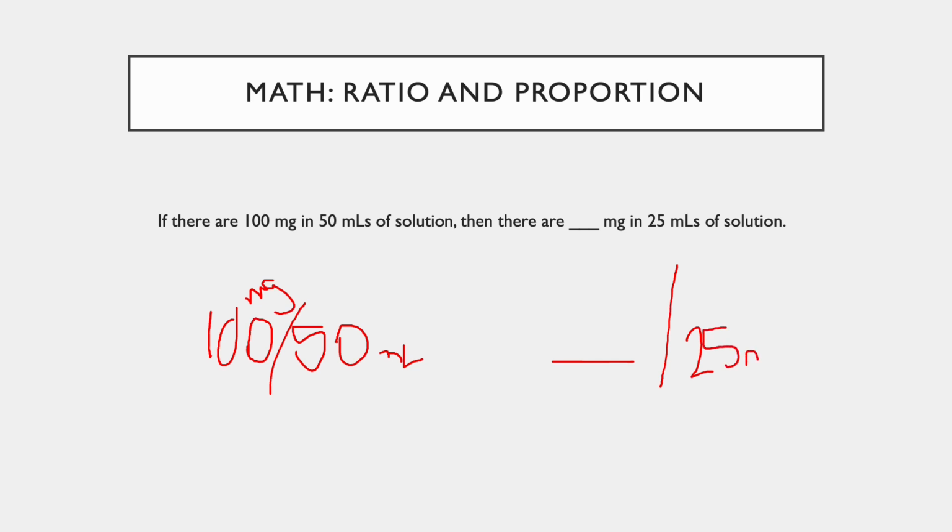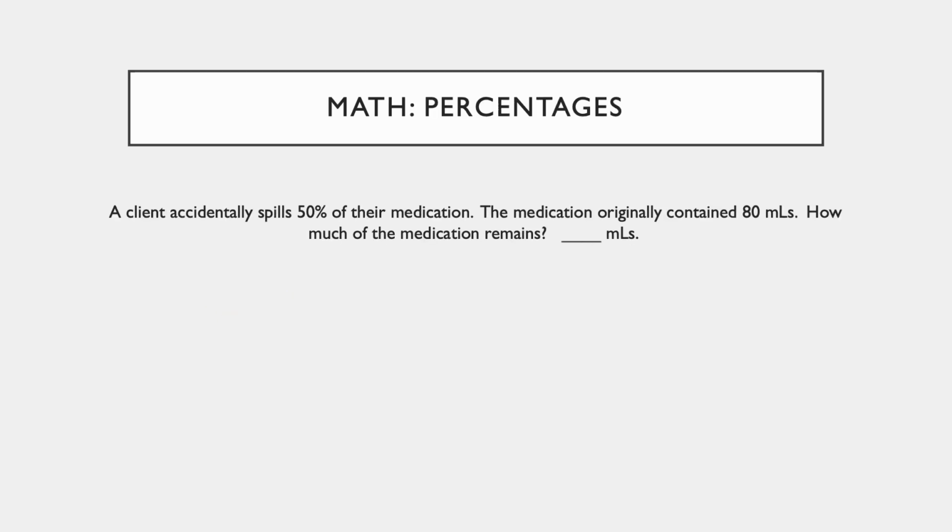Well, honestly, here's how this works. If I have half here and half here, 50 divided by 2 is 25, then all I do here is 100 divided by 2, and that gives me 50. Done. That's how that works. It's really that simple. So 50 is my answer, because if I got 50 milliliters and it's got 100, then I'm just going to have half of that in 25. All right, next slide.